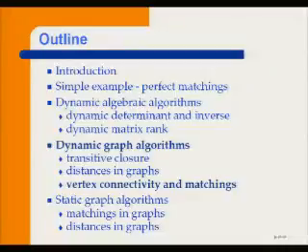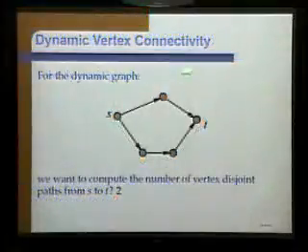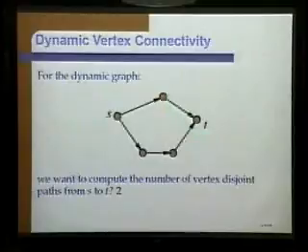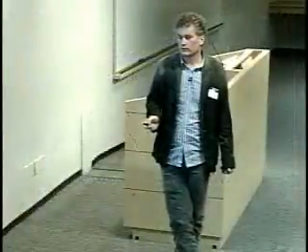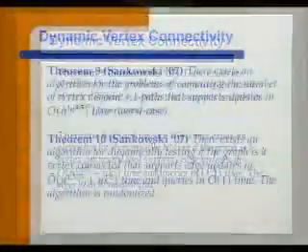So what about vertex connectivity and matchings? So again, the problem is like we have some graph, and you would like to compute the number of paths from S to T in this graph. So in this graph it's 2. If we delete some edge, then this becomes 1. Then we add some other edge, and this becomes 2. The S and T can be common for this path.